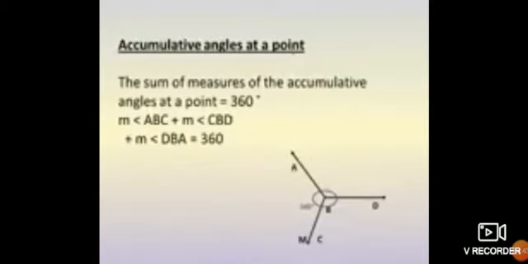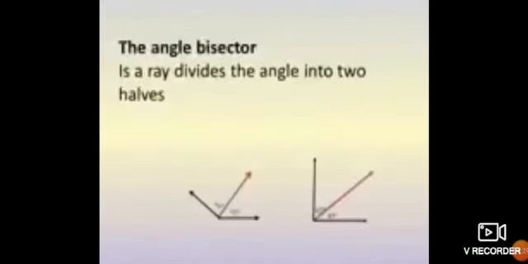Accumulative angles at a point. Accumulative angles mean that the sum of the measures of accumulative angles at a point equals 360. When there are more than two angles around the same point, the summation of their measures equals 360 degrees. Look at this figure. You will find three angles: angle ABD plus angle CBD plus angle ABC equals 360 degrees.